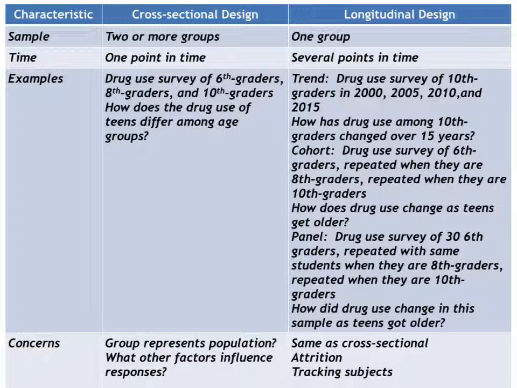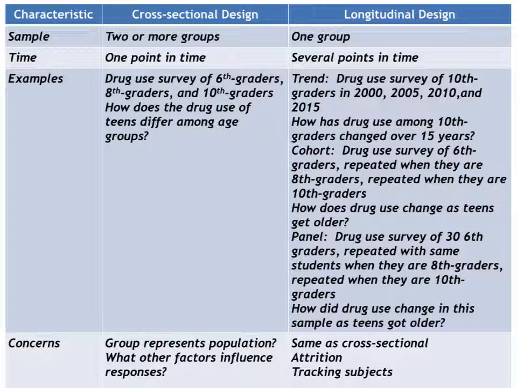Now look over in the longitudinal design column. There your sample is 1 group, and you're looking at that group at several points in time. So some examples. In a cross-sectional design, I could develop a drug use survey for 6th graders, 8th graders, and 10th graders and answer the question, how does the drug use of teens differ among these different age groups? 1 point in time, 3 different groups.